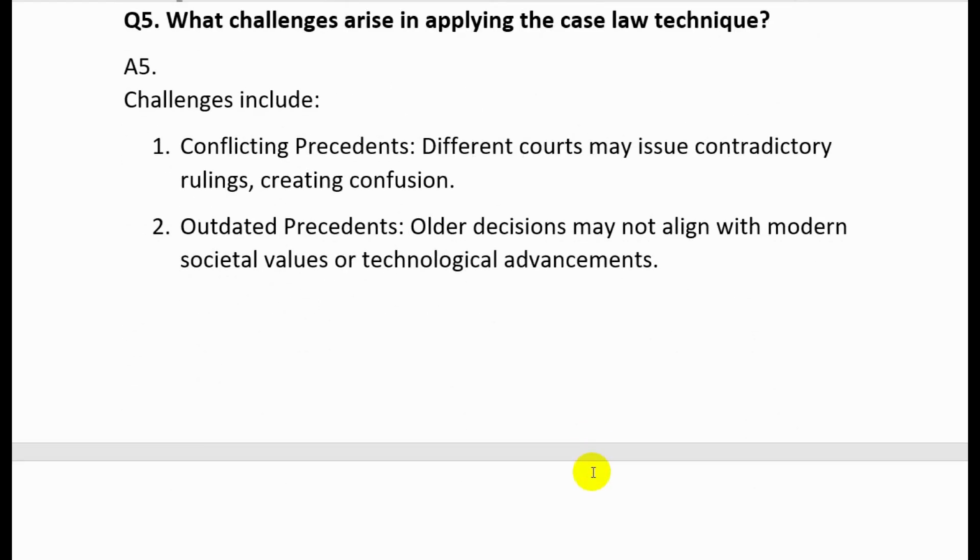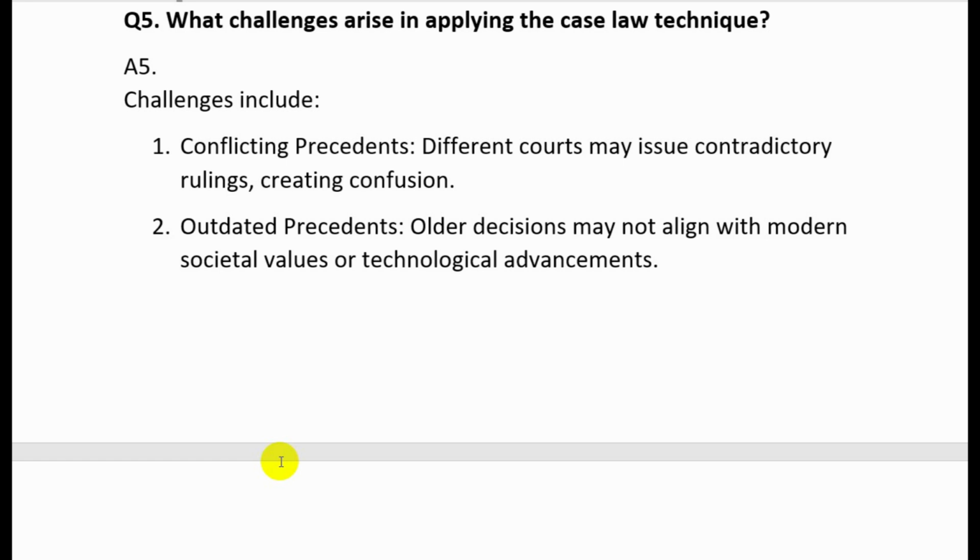What challenges arise in applying the case law technique? As lawyers, as advocates, we have to understand this also. The main challenge in applying precedent is that there could be conflicting precedents, that there could be two or more judgments of the past which are conflicting in nature. Different courts may issue contradictory rulings, creating confusion. So utilizing precedent would be more difficult.